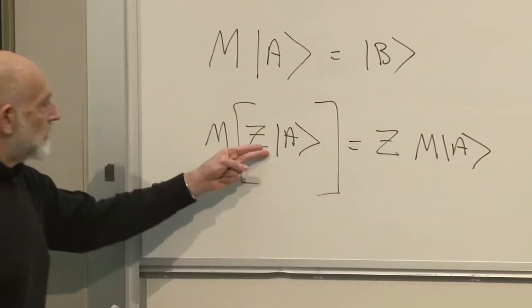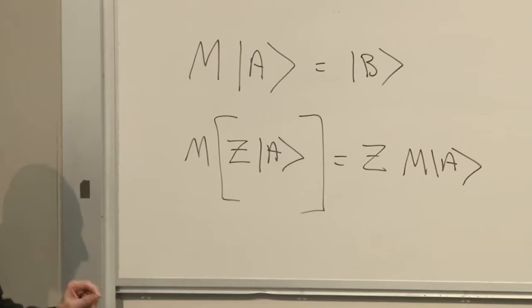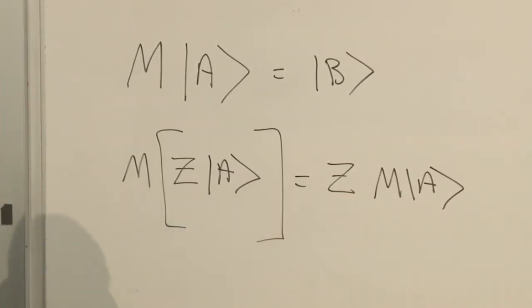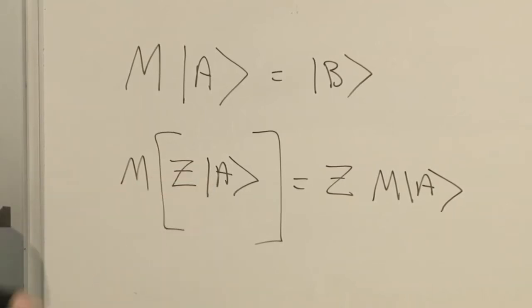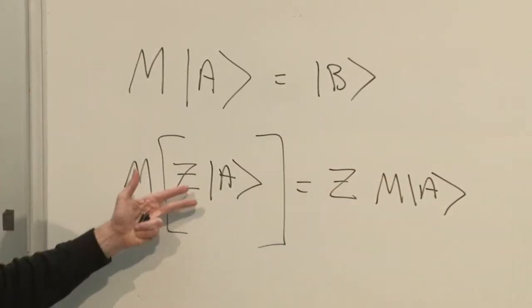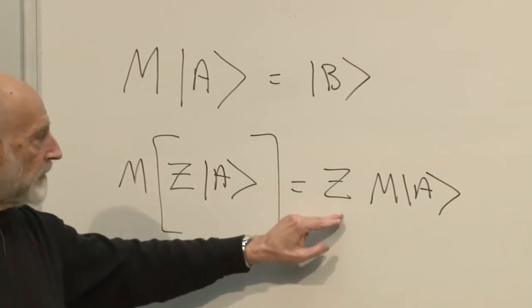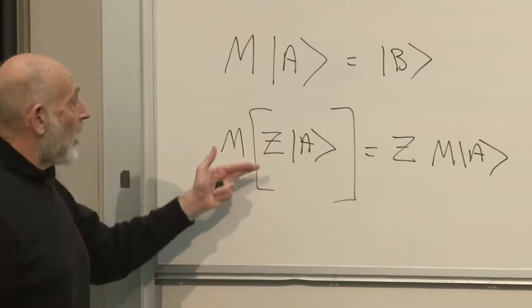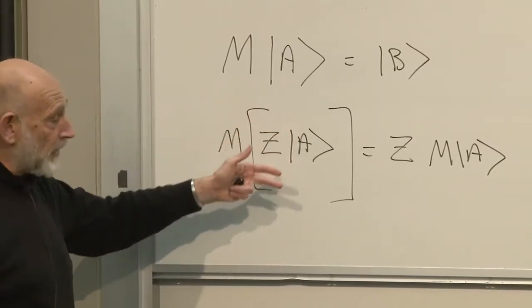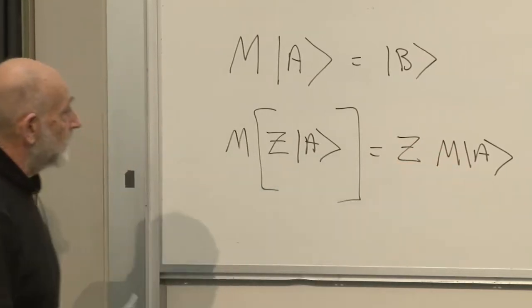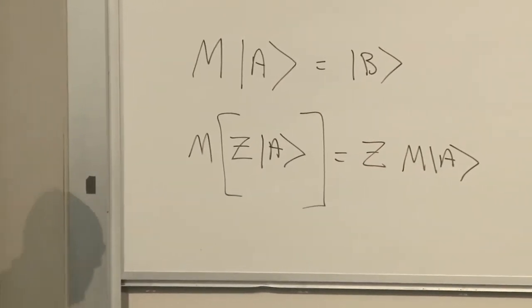All right, so it just means that a complex number z can be brought through M. M acting on twice a gives twice what M would have given on a. M acting on 3 times a gives 3 times what M gives on a. M acting on i times a, the complex number i, just gives i times whatever M would give on a. That's the first rule about linearity.